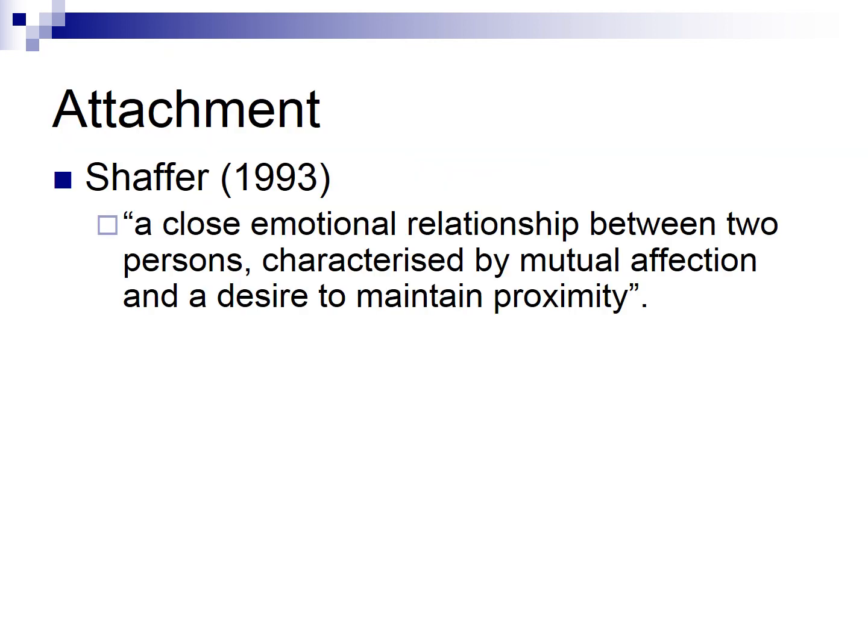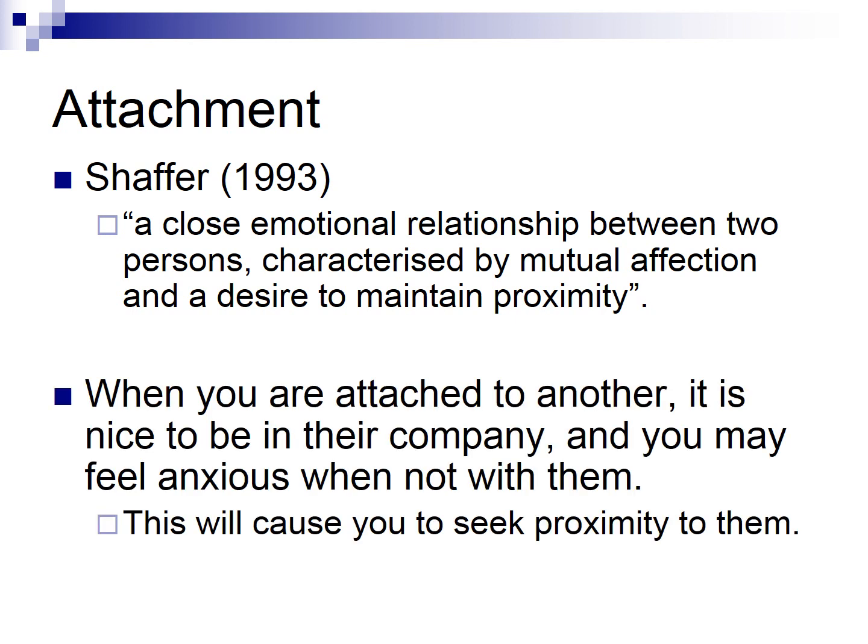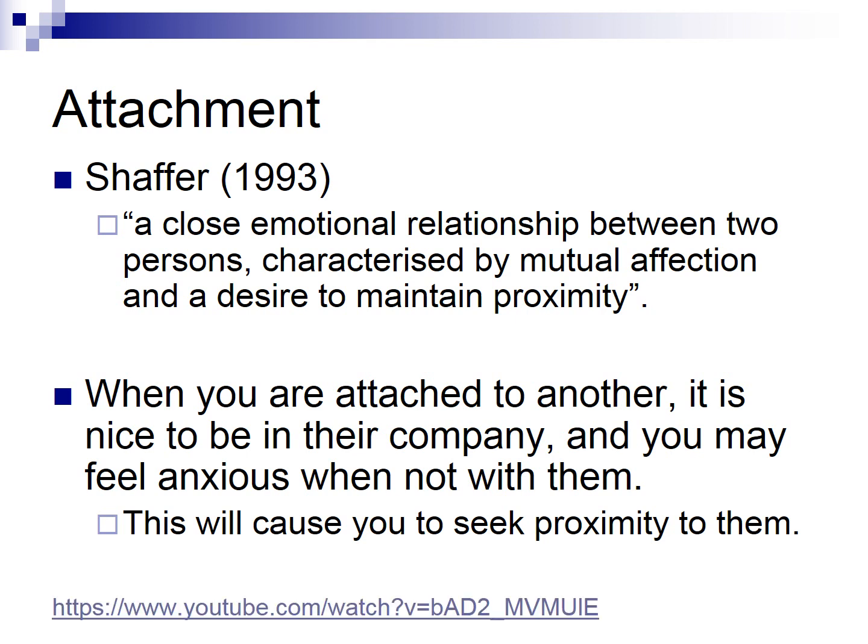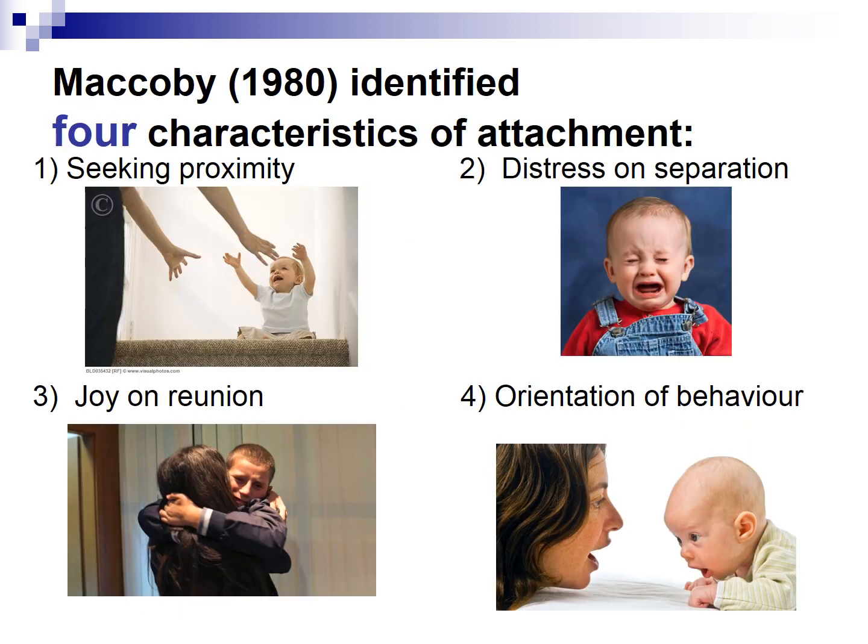So attachment then. Schaffer defined this as a close emotional relationship between two persons. It's characterised by mutual affection and a desire to maintain proximity, which is what we discussed in the previous slide. When you are attached to someone else, it's nice to be in their company. You won't feel anxious with them. You want to seek proximity to them because they are your safe space. And there is a YouTube clip that you can watch at your leisure as well, to try and demonstrate this.